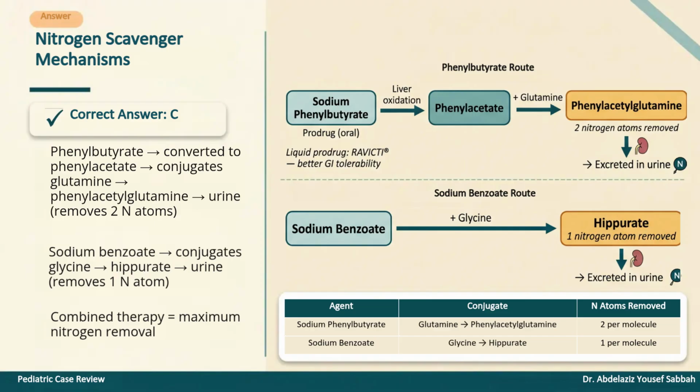Sodium benzoate works in a parallel way. It conjugates with glycine to form hippurate, which is excreted in the urine, removing 1 nitrogen atom per molecule. Because each agent removes nitrogen by a different route, combined therapy achieves maximum nitrogen removal. There is also a liquid prodrug formulation, glycerol phenylbutyrate, which offers better gastrointestinal tolerability.